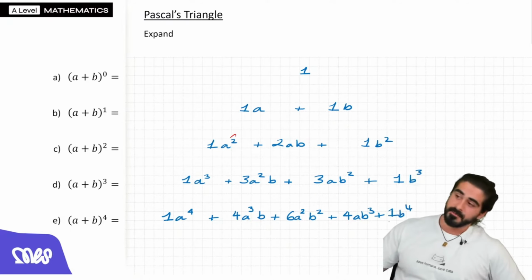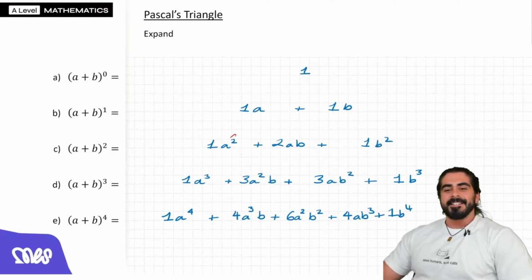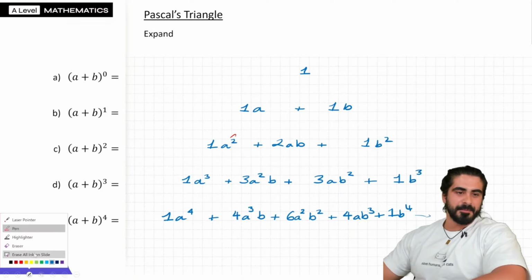I need to make sure I move my head the right way here. Ideally, I wanted that 1b to the power 4 to be slightly this way so you could see the triangle. But what I'm getting at here is this is what Pascal's triangle is.